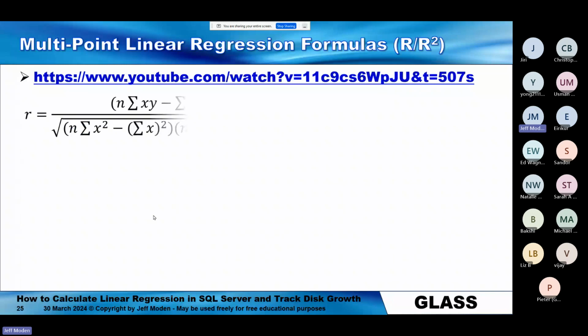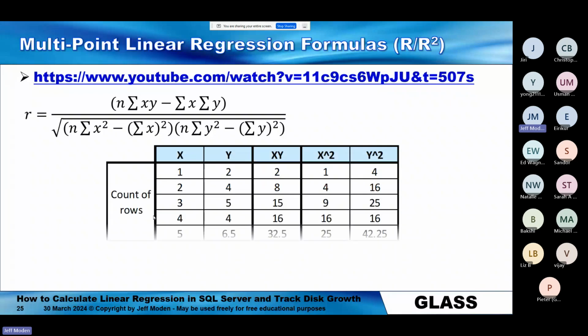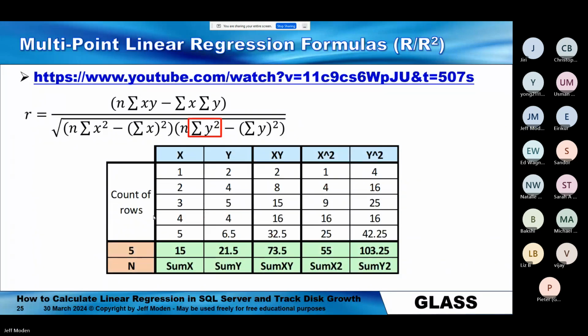Alrighty, and then there's R. And that's the biggest formula yet. And again, we have one extra derived column that we're going to need. In the previous formulas, we didn't have a need for Y squared, but we do here. We are going to need a Y squared value here. And this looks all very complicated. And that Y squared value can get very large, and these numbers can get very large.